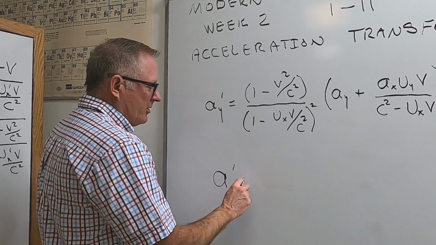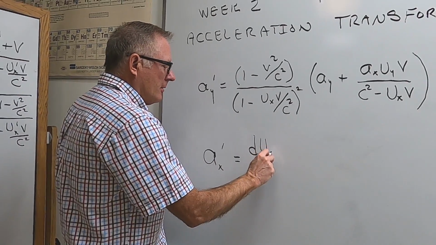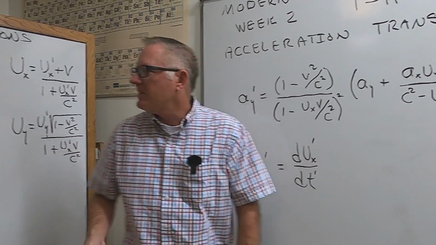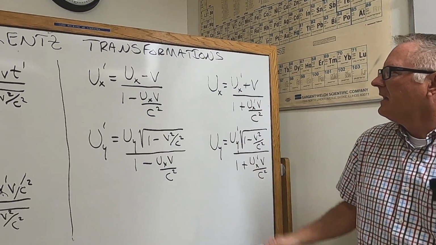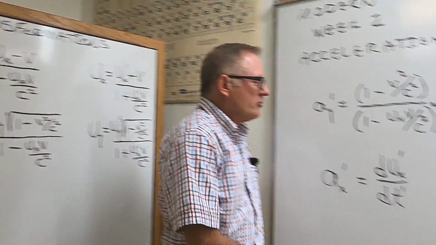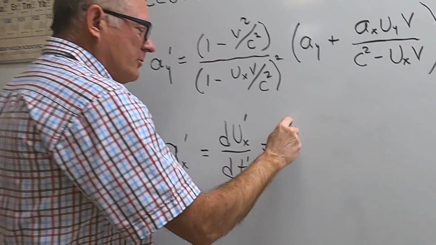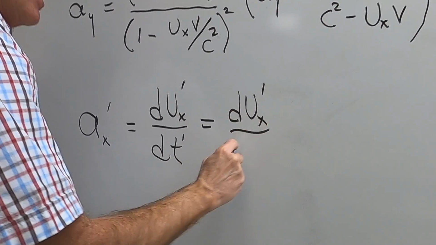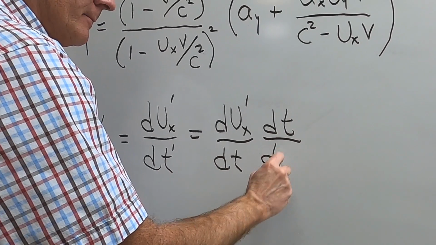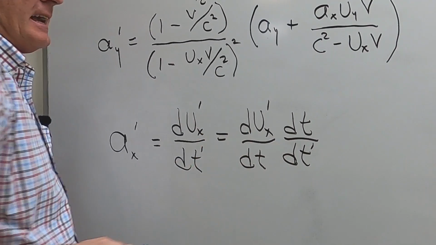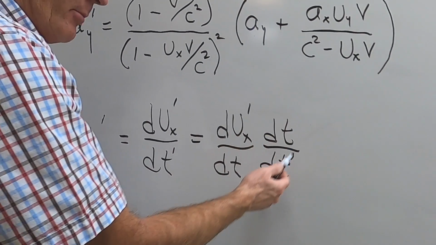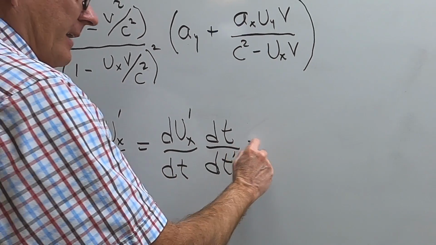Okay, so what is the definition of acceleration? It's dux prime/dt prime. Now I can't just take the derivative of this directly, because it's with respect to t prime, and these are unprimed. So I'm going to apply the chain rule and write this as dux prime/dt times dt/dt prime. You can see these two cancel out and you get exactly what you had before. So I just have to solve for dux prime/dt and dt/dt prime and multiply them together. So let's do this.